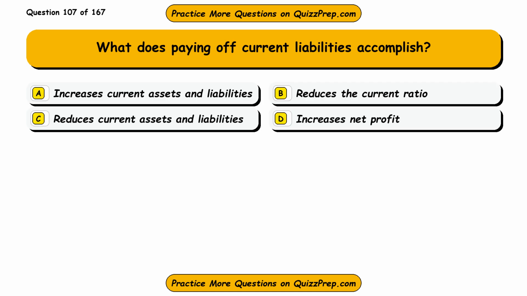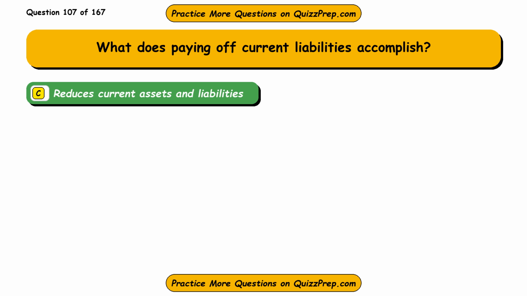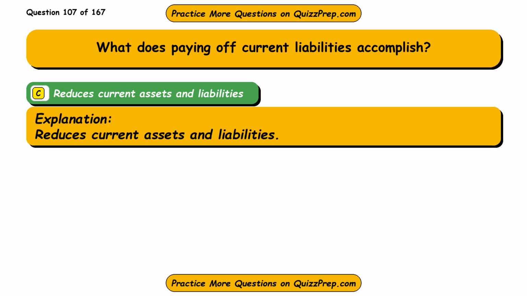Question 107. What does paying off current liabilities accomplish? Option A, increases current assets and liabilities. Option B, reduces the current ratio. Option C, reduces current assets and liabilities. Option D, increases net profit. The correct answer is option C, reduces current assets and liabilities.